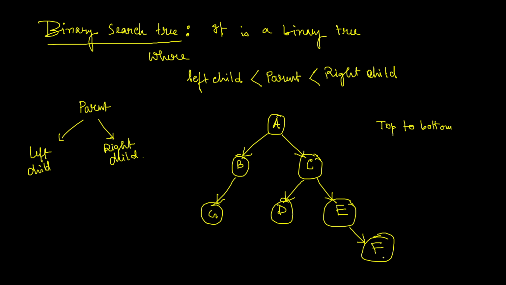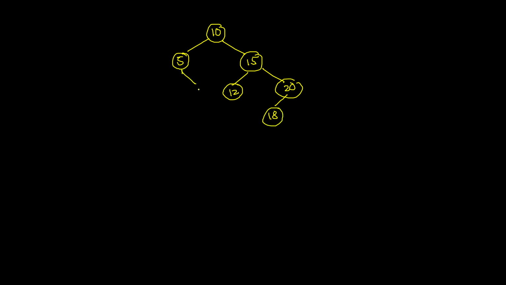And if I assume that this is representing a binary search tree, obviously you can say that B must be less than A and C must be greater than A. So a possible binary search tree with values will be something like 10. On this side we have 5, we have 15, here we have 12, here we have 20, maybe 18, maybe 7, 6, 2.